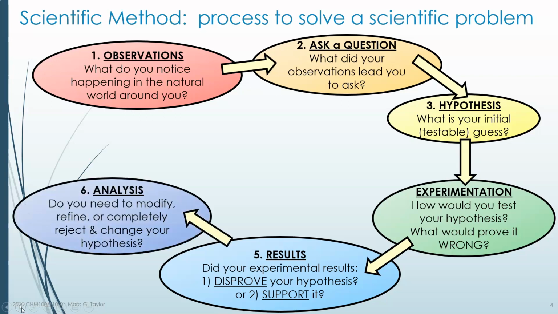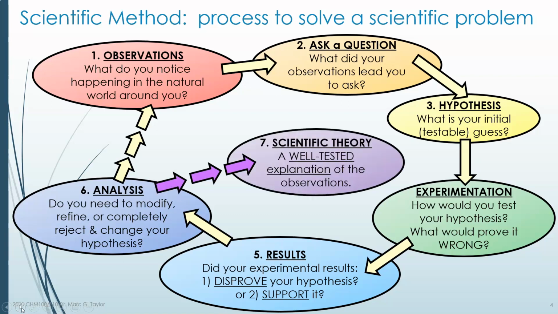And once you do the experiment and you decide whether it disproves or supports it, we do further analysis and we ask the question, does the hypothesis need to be modified? Is it good the way it is? Do we need to tweak it a little bit? Or is it completely wrong and we have to start all over again? Well, if it's completely wrong and we have to start all over again, we look back at observations and we go through the same cycle again.